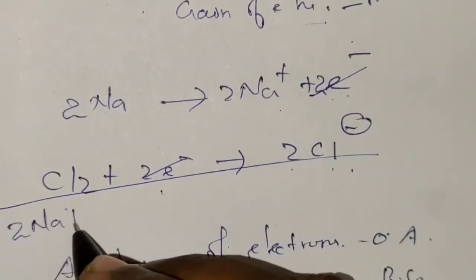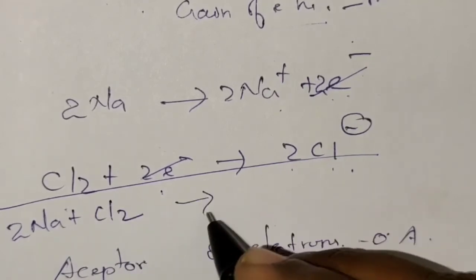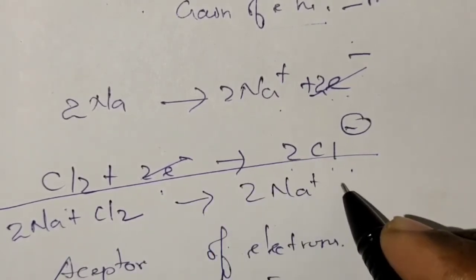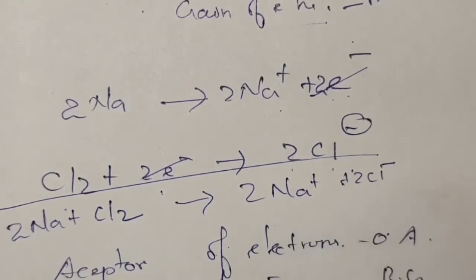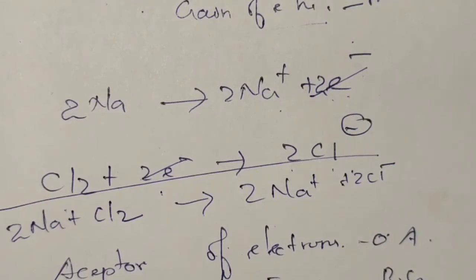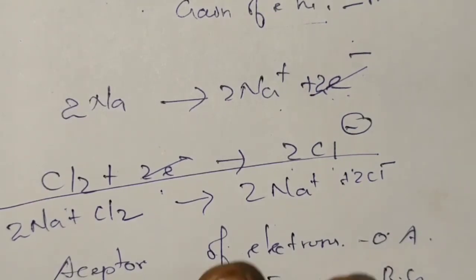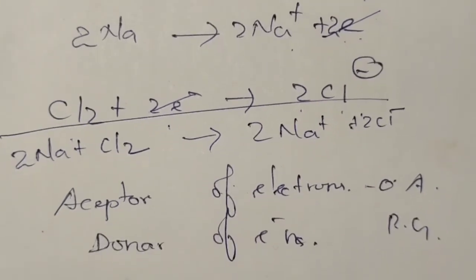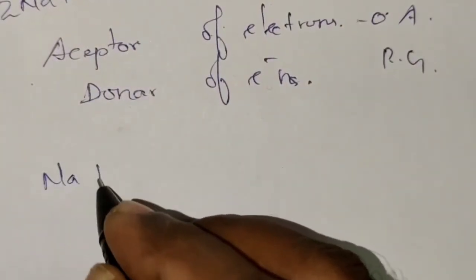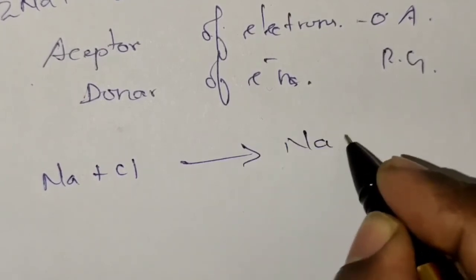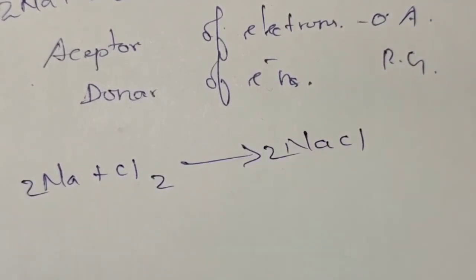So 2Na plus Cl2 gives 2Na+ plus 2Cl-. That means 2NaCl. We are getting 2NaCl. That is the overall reaction. So when an oxidation-reduction reaction is going on, that means when a redox reaction takes place, for example, if you are taking Na plus Cl2 gives 2NaCl.